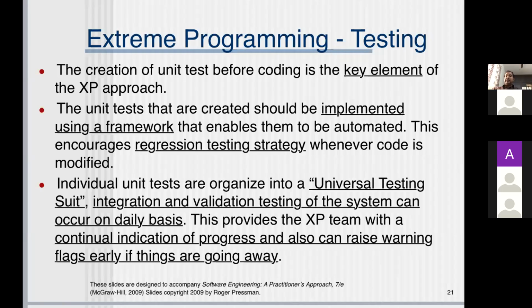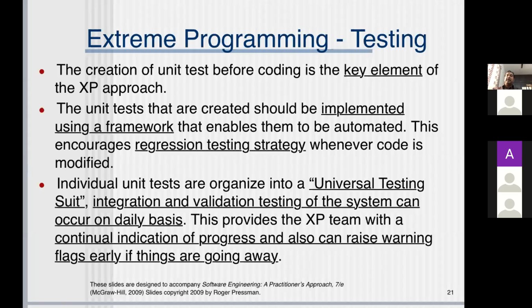So individual unit tests are organized into a universal testing suite. Integration and validation testing of the system can occur on a daily basis. With that universal testing suite, integration and validation testing will automatically happen daily. This provides the XP team with a continual indication of progress and can also raise warning flags early if things are going away. Things going away means what?